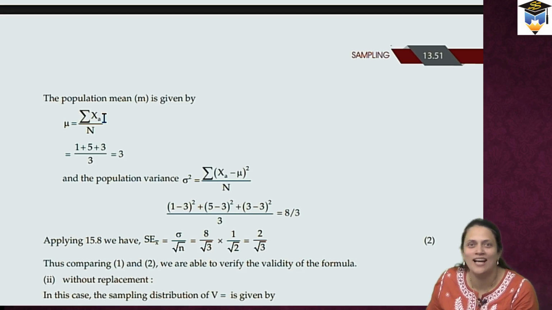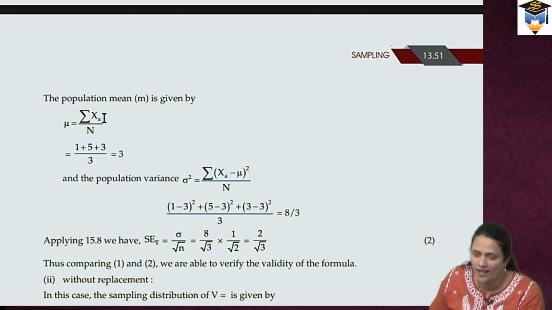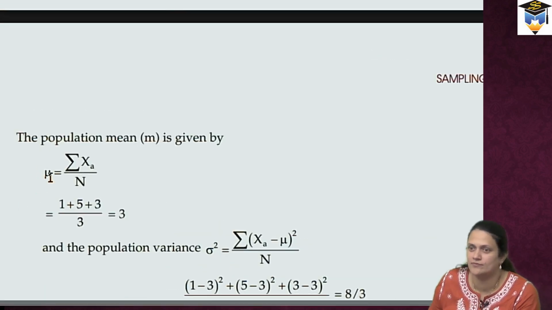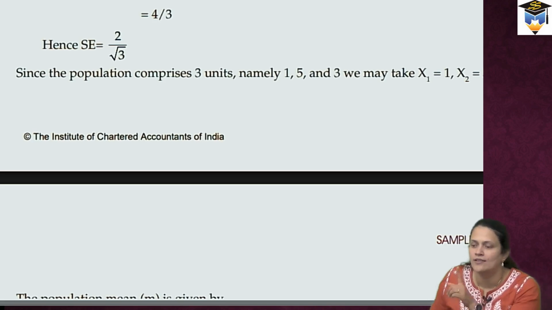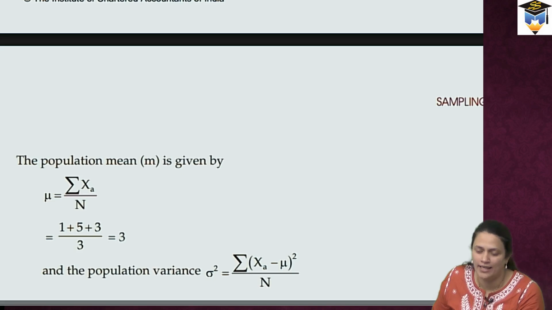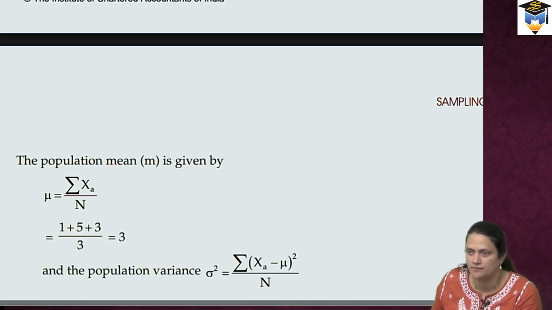Right? Atharva laughed, that's correct. Mu means mean, population mean. The symbol, this symbol that you all can see, that is called as mu. Mu is population mean. That is given by the formula summation of XA upon capital N. Now what was X1? 1. X2 was 5. X3 was 3. So 1 plus 5 plus 3 is how much? 8, 9. So 9 upon 3 is 3.